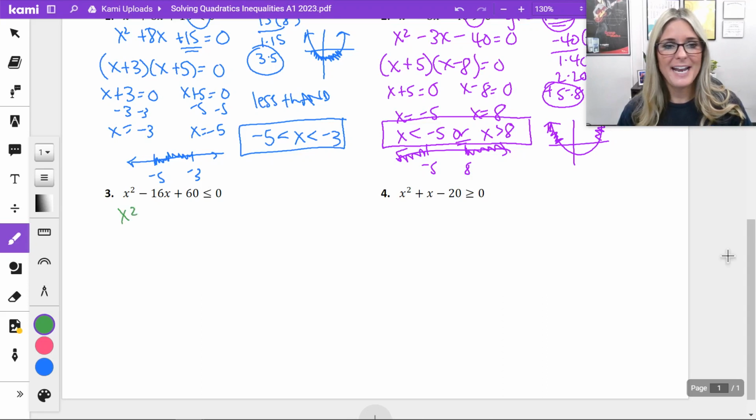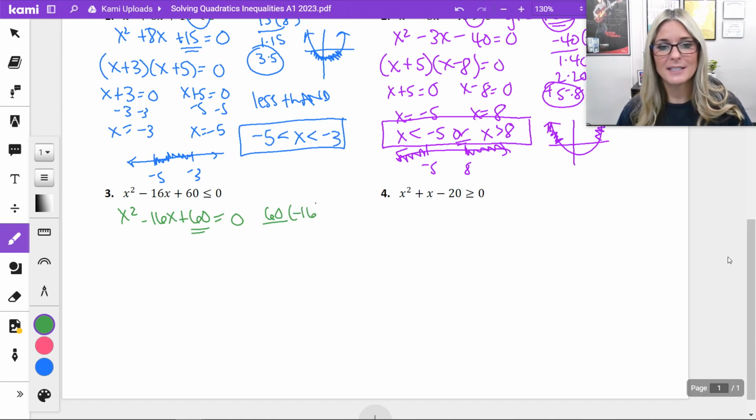Number 3, go ahead and set it equal to 0. X squared minus 16x plus 60 equals 0. I'm going to factor, looking for the factors of 60 that add up to a negative 16. I'm already pulling out in my mind 6 and 10, making them both negative. Multiplying two negatives make a positive 60. Negative 6 plus negative 10 is negative 16.